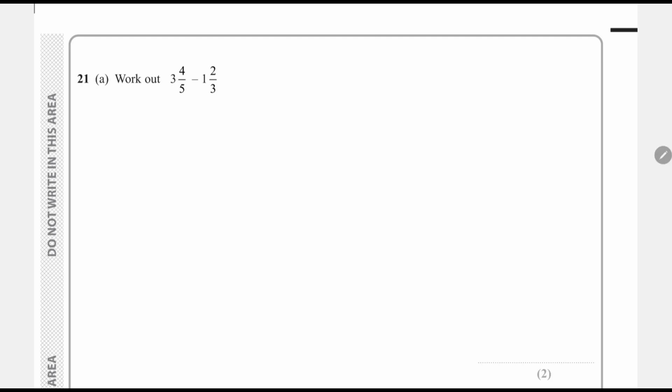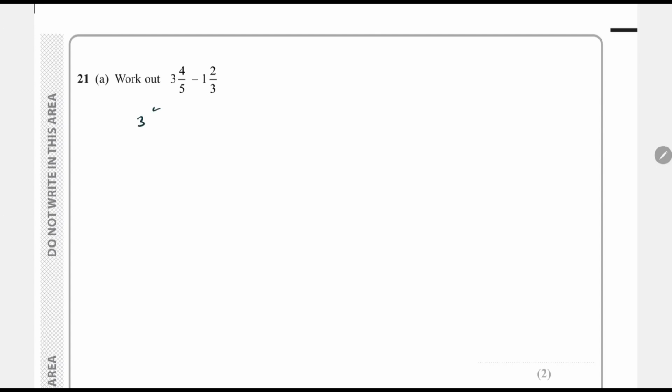Question 21a is asking us to work out 3 4/5 minus 1 2/3. Whenever we want to add or subtract fractions, we have to make sure that the denominator is the same. Now, these are mixed numbers, and so we need to change them into improper fractions. So how do we do that?